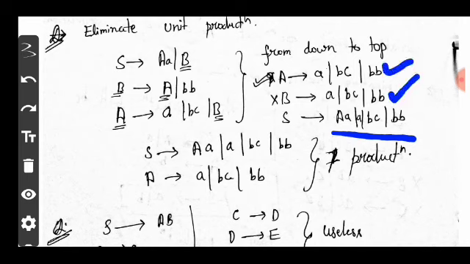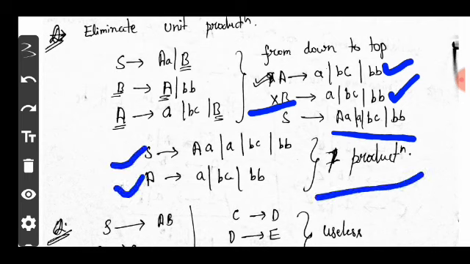So here B is similar to A. So there is no difference between A and B. So after eliminating the production B, we got S production and A production. So there are only 7 productions needed.